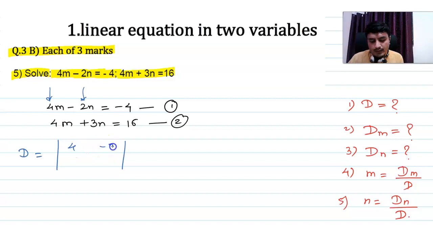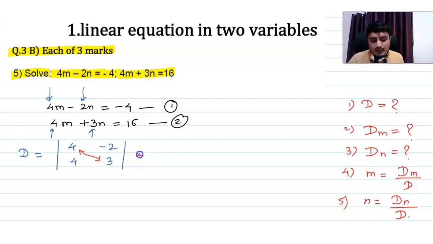So the first row of the determinant we have 4 and minus 2. While the coefficients of m and n from equation 2, we have 4 and 3. So the second row of the determinant we have 4, 3. How to simplify now the 2 by 2 determinant?